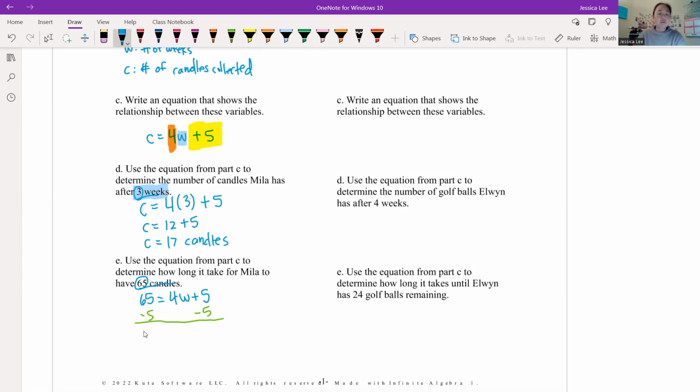So 65 minus 5 is 60, which is equal to 4W. Remember, our 5 minus 5 cancels out, becomes just 0. And then we have 4 times W. So opposite of 4 times W, we're going to divide by 4. And so 4 goes into 60 15 times. Okay, so W is equal to 15. That means it's going to take Mila 15 weeks to get 65 candles. All right, that's it for number 1.